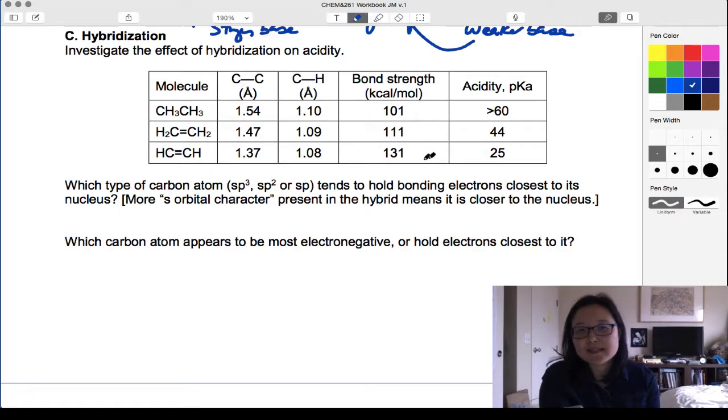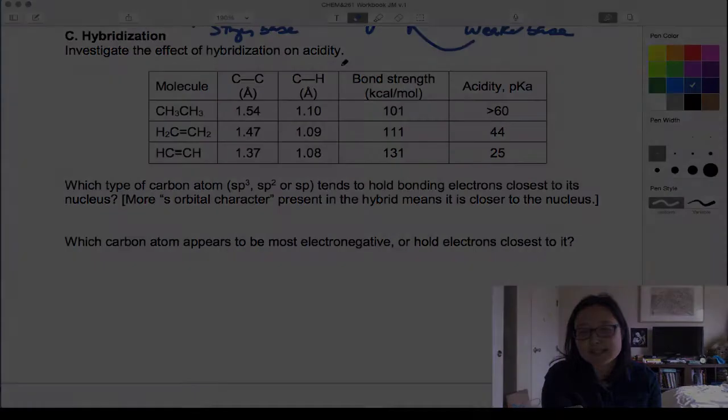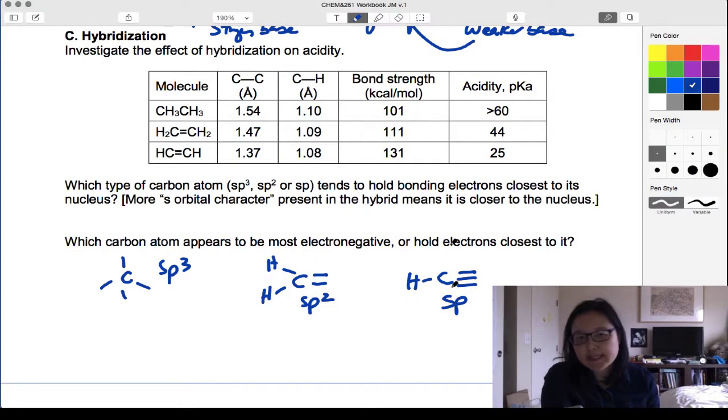So take a look at these data and tell me what you think about the hybridization's effect on the acidity. All right, guys, so in this case, you may have noticed that the hybridization changes the bond length and strength. So let's make sure that makes sense. These bonds are getting shorter, and these CH bonds actually are getting shorter. So that means the bond strength is getting stronger or increasing, but that's making the acidity greater.